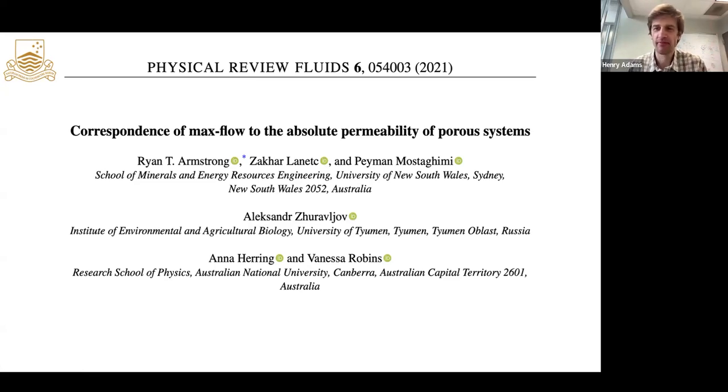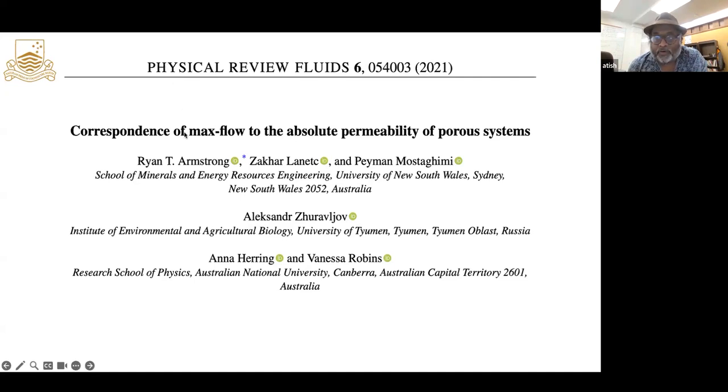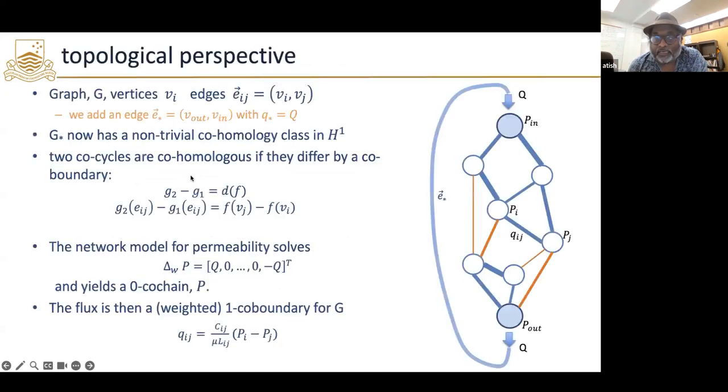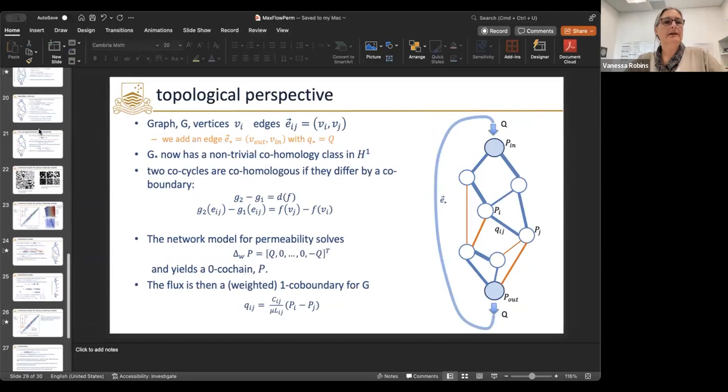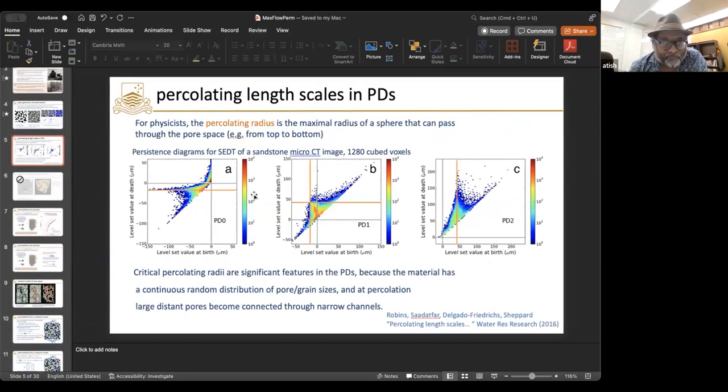Atish. I have only one question, which intrigues me. Towards the beginning, when you showed the persistence diagrams, you said that the critical percolating radii are significant features there. Could you explain this a little more? I didn't quite get it.